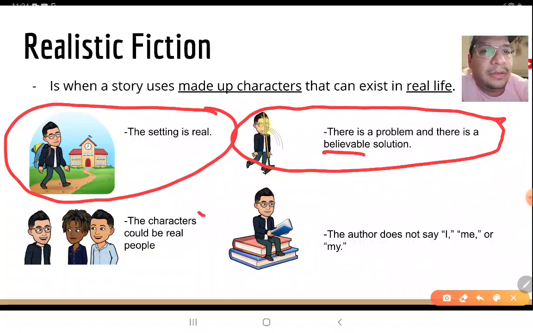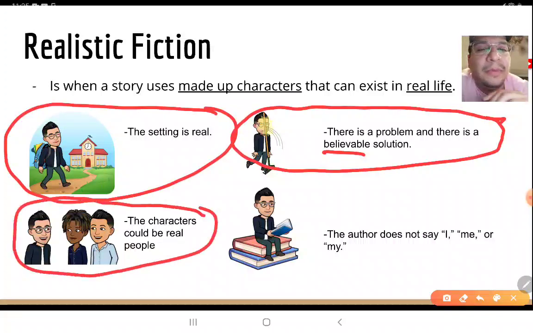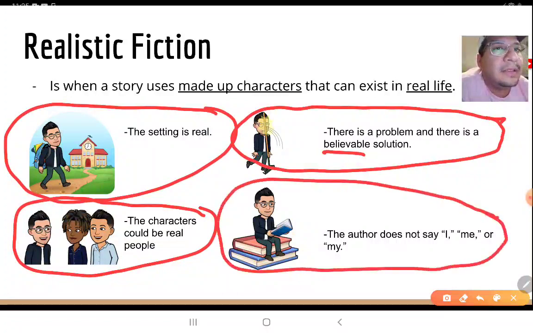Next, the characters could be real people. They could talk about a boy named John or a girl named Zoe, right? So those are believable characters. They have names, they're people. Next thing, we also have something that gives a clue that is also not included in fiction: the author does not say I, me, or my. So those are traits of realistic fiction. Let's see what else we have for you.